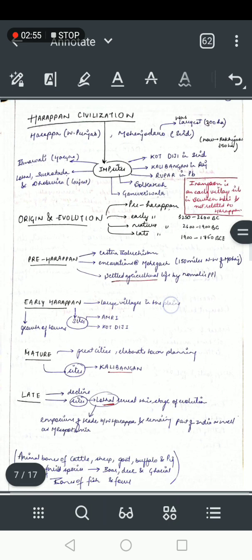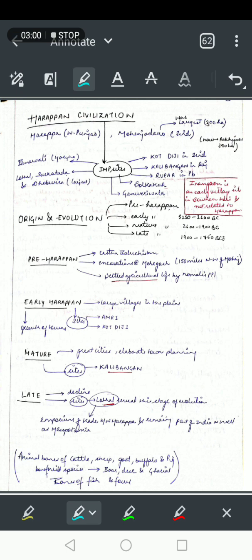Now moving to the Harappan civilization. This Harappa is in the western Punjab, in Pakistan. Mohenjo-daro is in Sindh. It was earlier the largest Harappan site, but now it's Rakhigarhi.